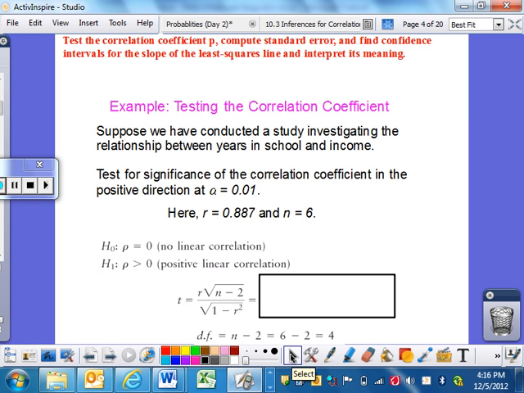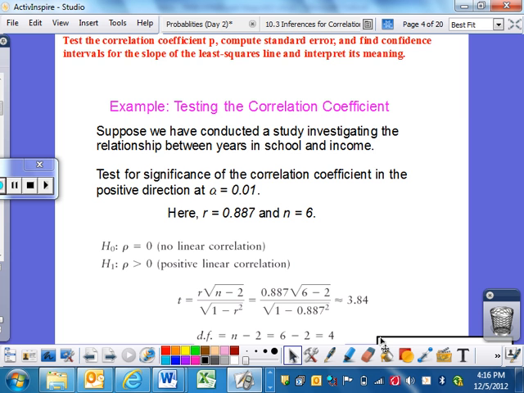So in this particular problem, suppose we've conducted a study to investigate the relationship between years in school and income. Okay, so I'm just going to move that and let you write it down. So we're going to test this claim at the 1% level. Alright, and we think that the more years of school you have, the more income you have. We think there's a positive linear correlation. That's what we think. In the positive direction is how they state it. So all you do is dump this stuff in. So they got an R value of 0.887, which I dumped in. n is 6, so I just dumped this in the formula, over 1 minus R squared. And you get a t-score of 3.84.